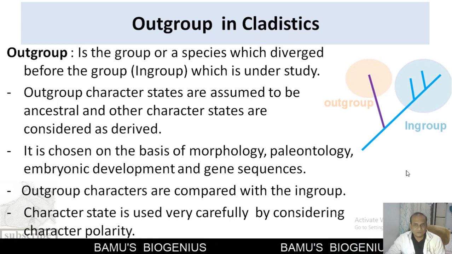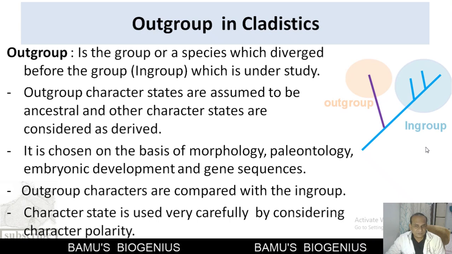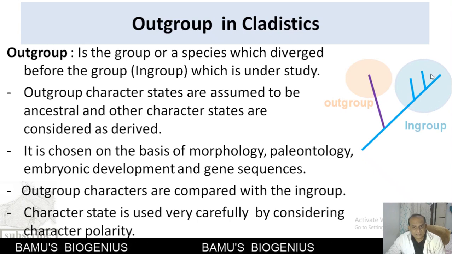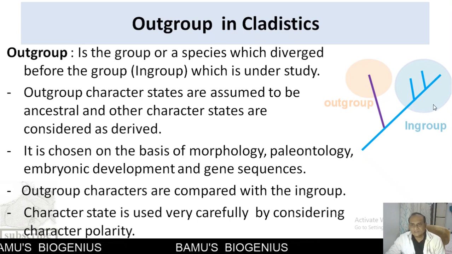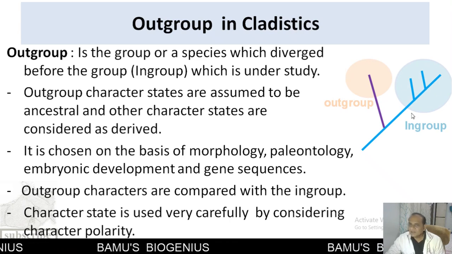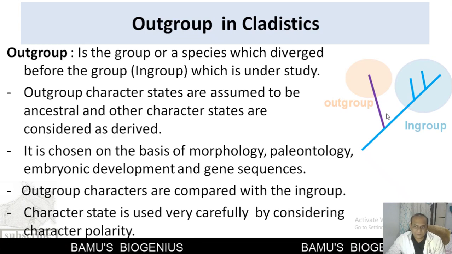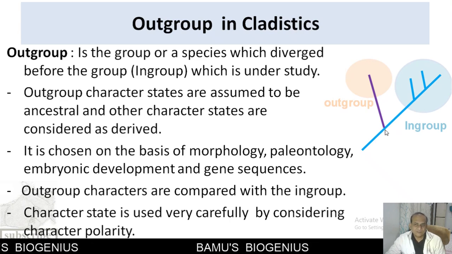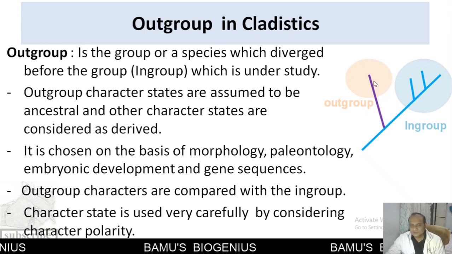So this is how there is a relationship between the in-group and the outgroup. When we are studying this in-group, one kind of species which is not within this group is required for comparison. For comparison, this outgroup species is considered, which diverged before this in-group, and that's why such a species or outgroup is used for comparison.